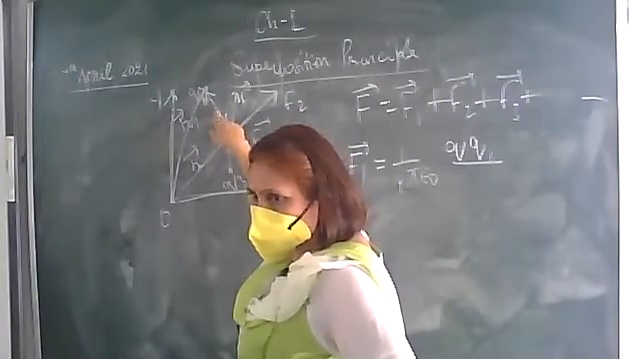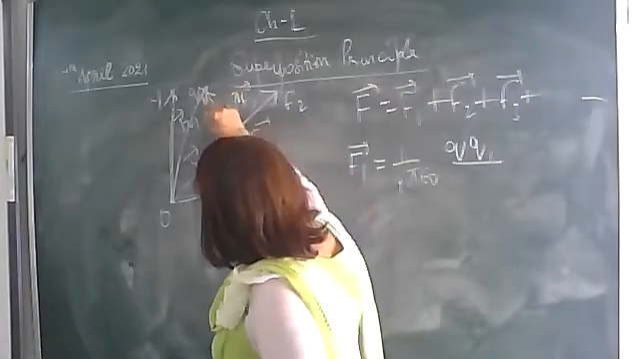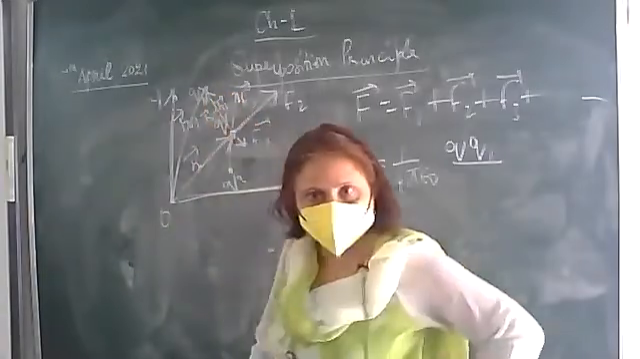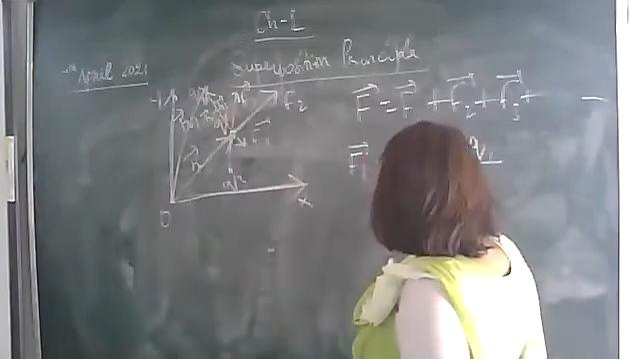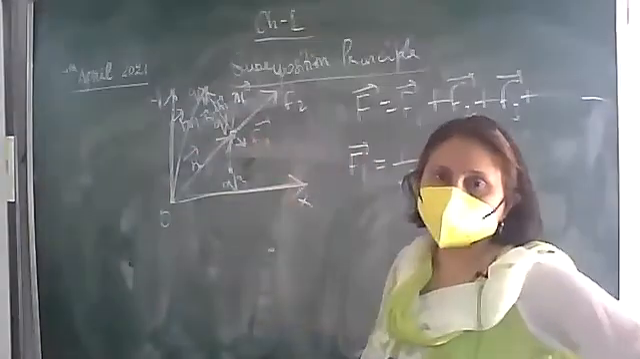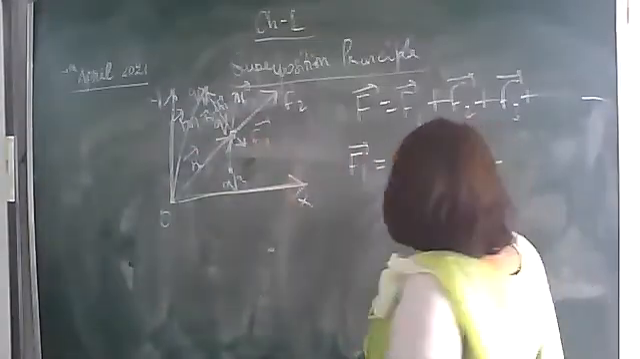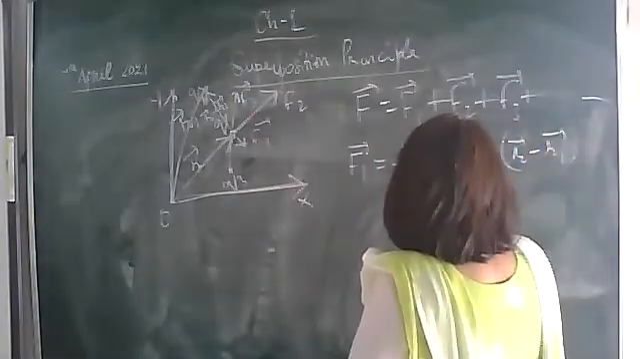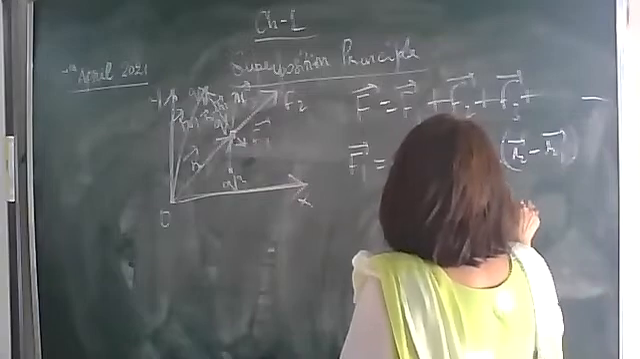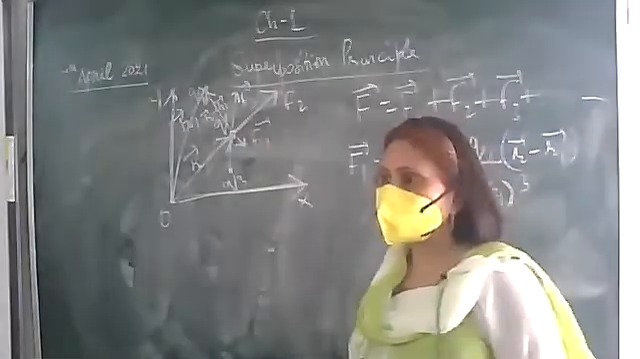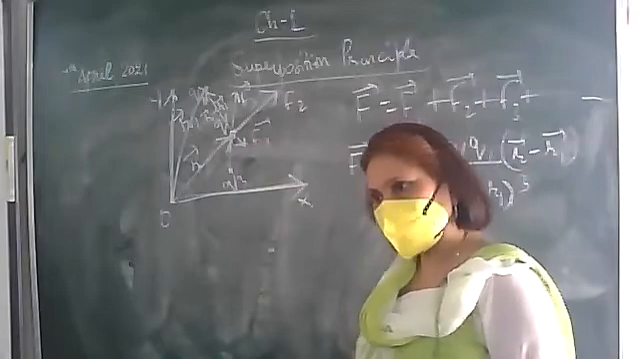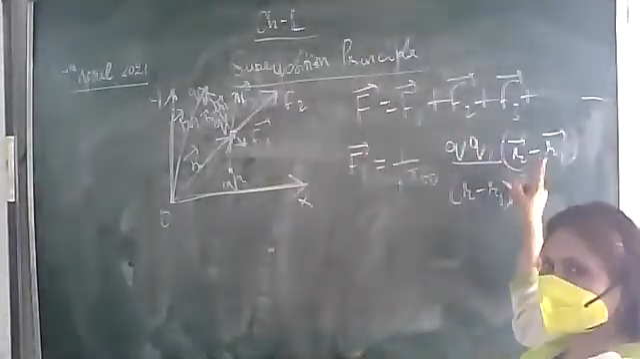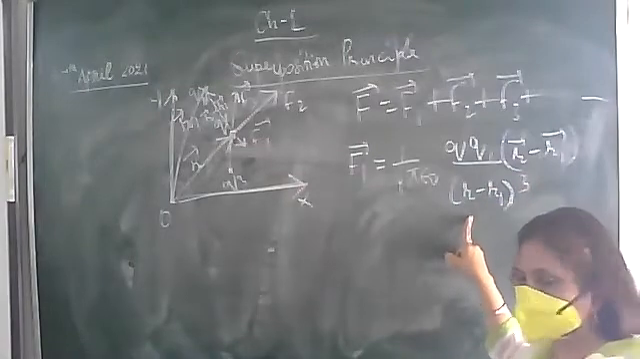What will be this distance? R vector minus r1 vector. Use the triangle law of vectors, you will get it. So the distance between them is r minus r1. Here in the numerator, if we write it as r minus r1 vector, then the denominator, as we discussed yesterday, would be r minus r1 cube. Yesterday we have discussed: if we write the vector in the numerator, then the denominator will be cube.